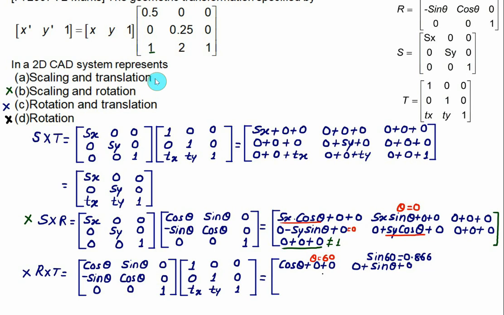It means that it is a scaling and translation matrix only, and because of the scaling and translation we can confirm here the value of Sx is equal to 0.5, the value of Sy is equal to 0.25, the value of Tx is equal to 1, and the value of Ty is equal to 2. Choice A is correct. So this matrix is nothing but a scaling and translation matrix.